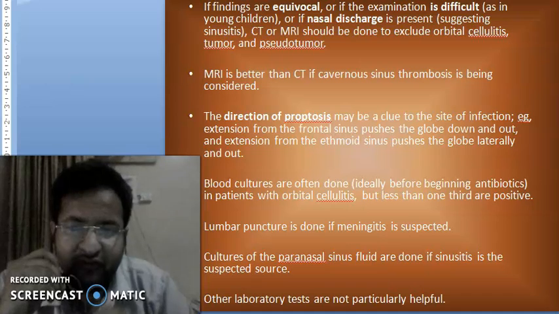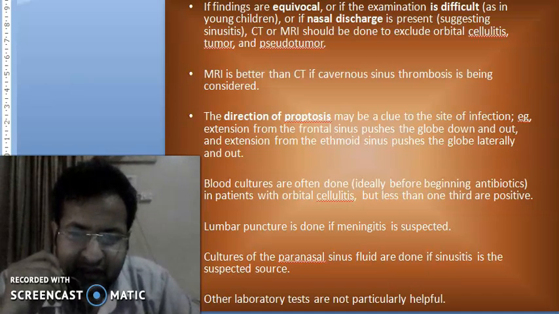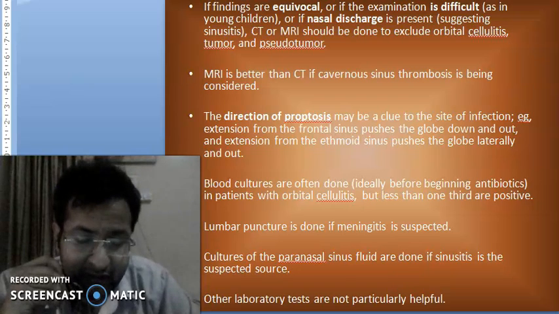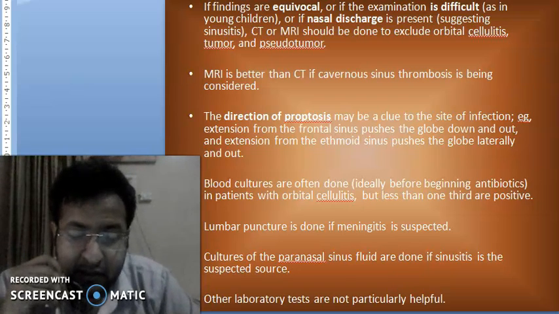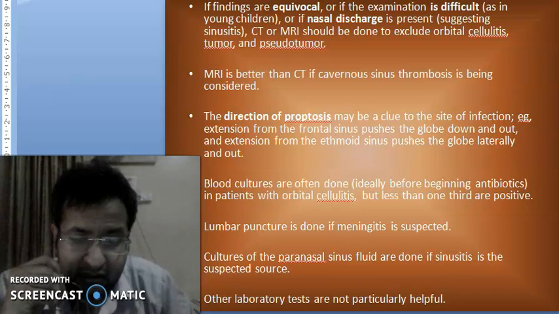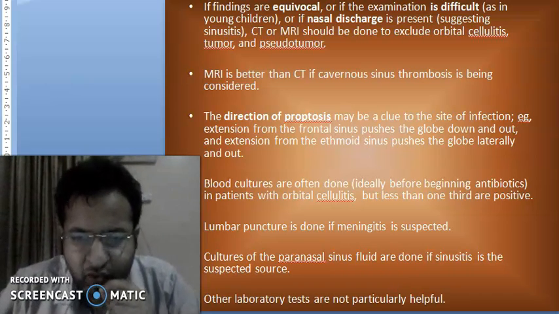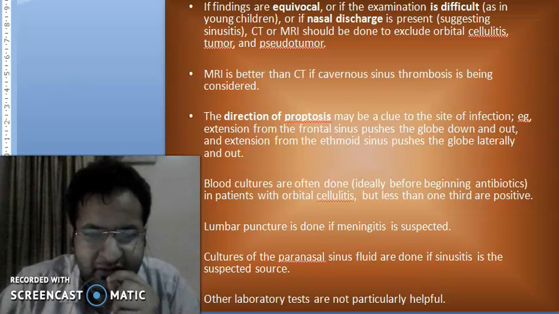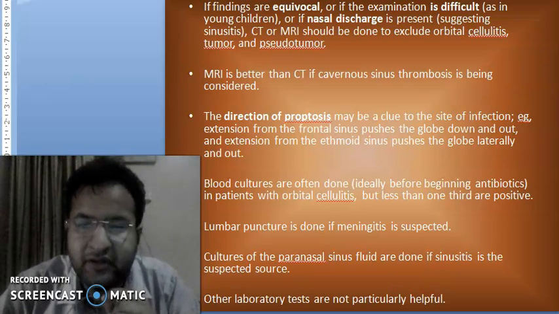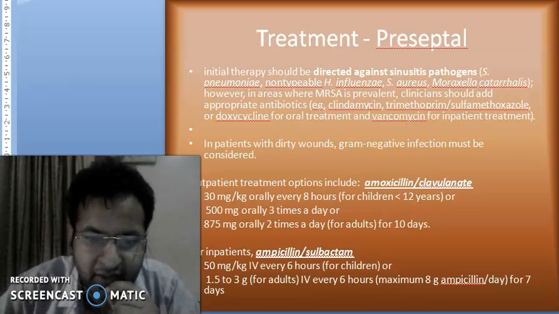Blood cultures are often done, ideally before the beginning of antibiotics in patients with orbital cellulitis, but only about one-third are positive. Lumbar puncture is done if meningitis is suspected. Cultures of the paranasal sinus fluid are done if sinusitis is the suspected source. Other laboratory tests are not particularly helpful.